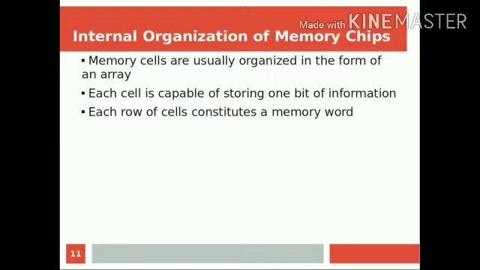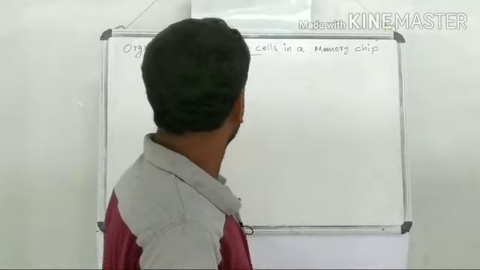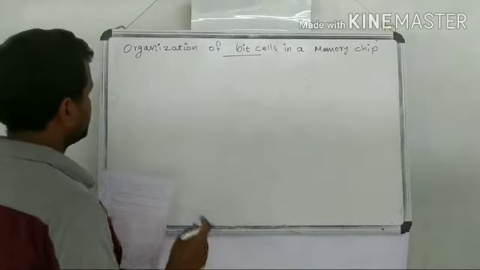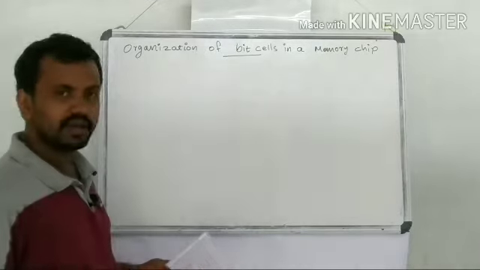Next we have to discuss the internal organization of memory chips. Memory cells are usually organized in the form of an array. Each cell is capable of storing one bit of information. Each row of cells constitutes a memory word. Next we can consider the organization of bit cells in a memory chip.